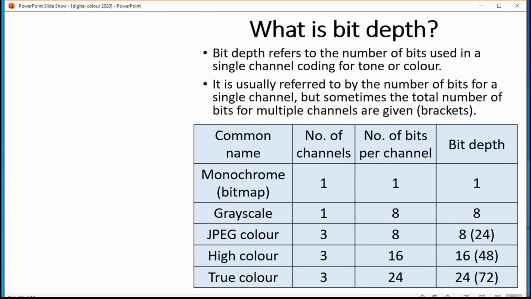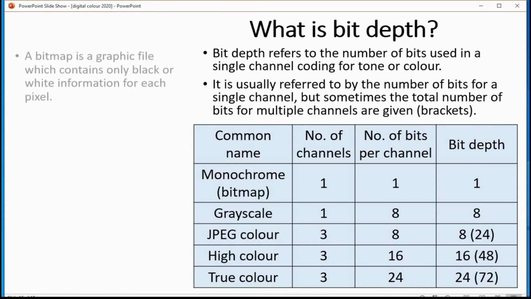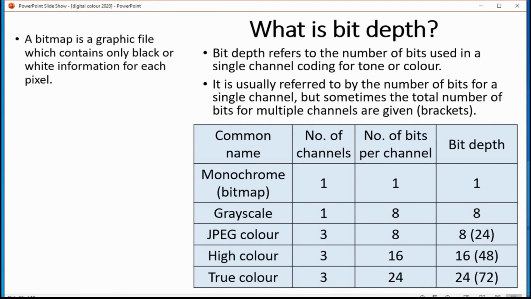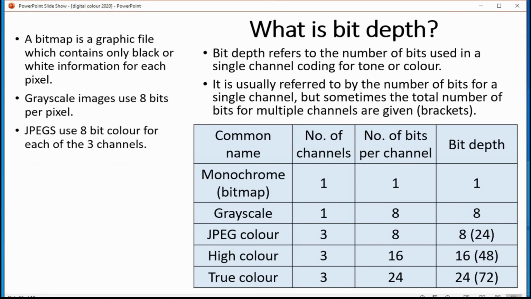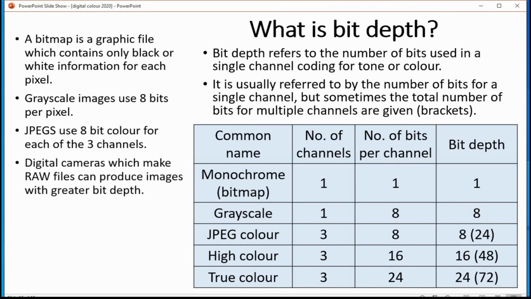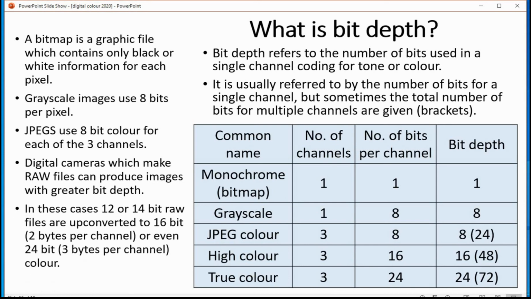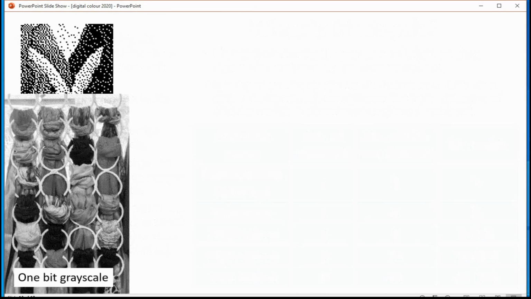It is usually referred to by the number of bits for a single channel, but sometimes we use the multiple ones, as I mentioned. Bitmap is a graphic file which contains black and white information. Grayscales use 8 bits altogether. JPEGs use 8 bits times 3. We usually call it 8-bit color. Digital cameras have RAW files, which give us greater bit depth. Usually it's a 12 or 14-bit raw image, and we can convert that to 16 or 24-bit.